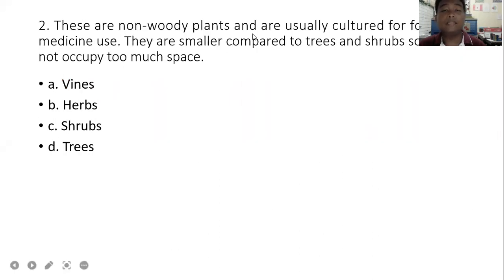Okay, these are non-woody plants and are usually cultured for food and medicine use. They are smaller compared to trees and shrubs, so they do not occupy too much space. So this kind of terrestrial plants is non-woody and also cultured for food and medicine use. So that is a herb. Herbs are non-woody, cultured for food and medicine use. So what kind of terrestrial plants are used for medicine? These herbs.